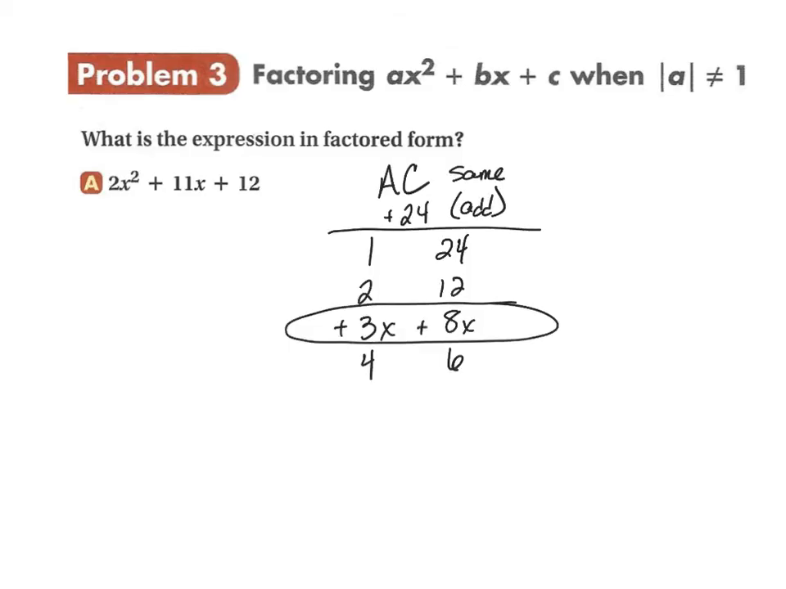Now, 3x plus 8x is 11x. So I'm going to take out this 11x. I'm going to replace it with that binomial, 2x squared plus 3x plus 8x plus 12.